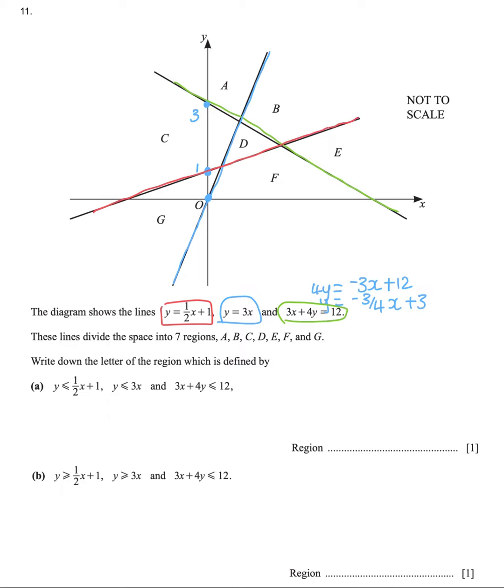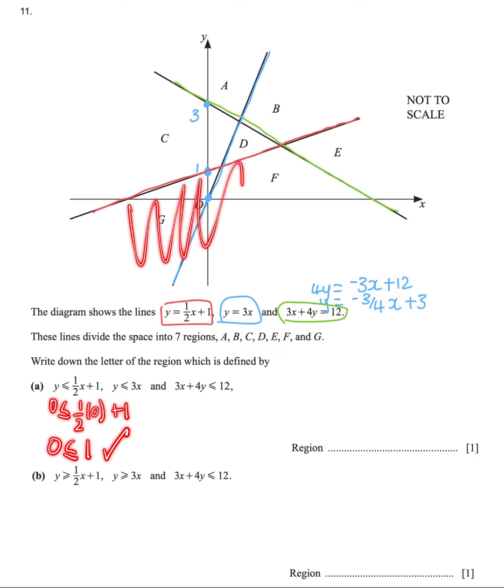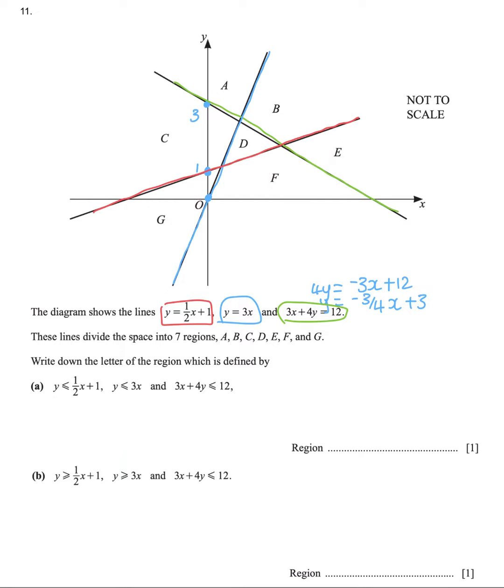So if I chose 0, 0, for example, then 0 is less than or equal to 1/2 of 0 plus 1. So 0 is less than or equal to 1. Yes, that works. That's what I want. So I want this side lower than the line. Okay, so I'm going to shade in yellow the area I want.